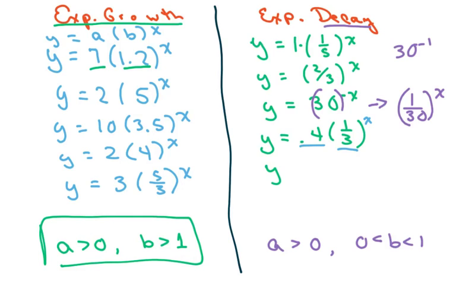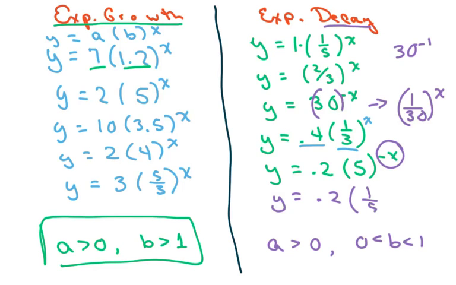We have y equals 0.2 times 5 to the -x. Now here again we have this -x. So remember, I can rewrite this as y equals 0.2 times 1/5 to the x. And that would satisfy our definition of exponential decay.